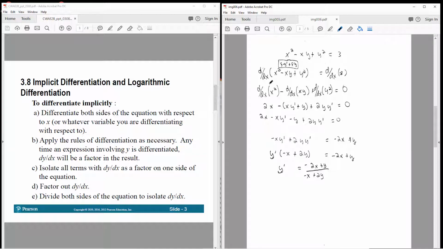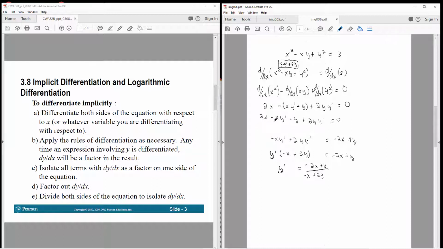And here I'm going to have to take the derivative of x squared, the derivative of this product, and the derivative of the y squared. So we did that product earlier. We have xy prime plus y. Derivative of x squared is 2x. And here the derivative of y squared is going to be 2y times y prime. And the derivative of a constant is 0.